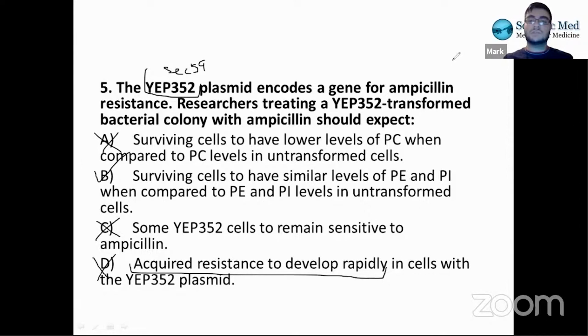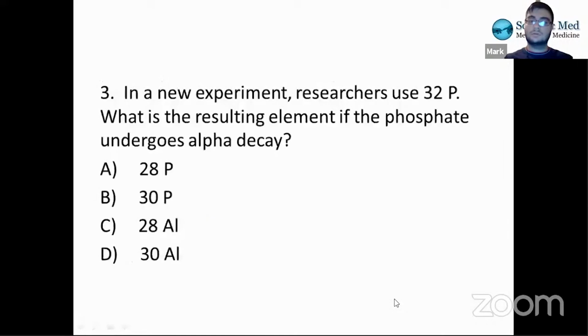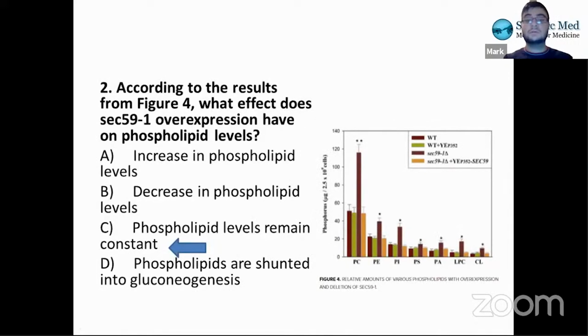And we covered most of that earlier already. But with this graph, right? Phospholipid levels remain constant when you overexpress Sec59.